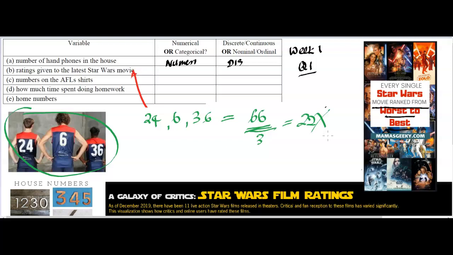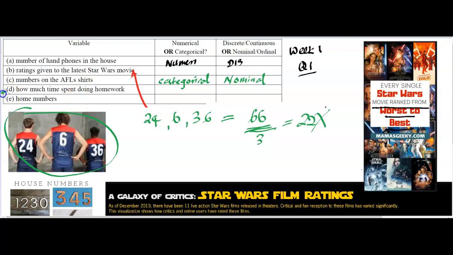All right, so number on AFL shirt is categorical, but it's nominal. The order is not important. So naming purposes, nominal. All right.